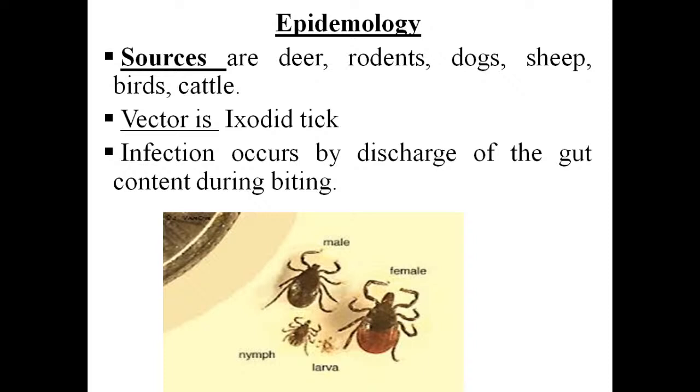Sources of Lyme disease are both wild animals or domestic animals. It may be deer, rodents, dogs, sheep, birds, cattle. Any animal that can be bitten by ixodid tick, because the vector is ixodid tick. It's transmitted by biting of ticks. Infection occurs by discharge of the gut content during biting.